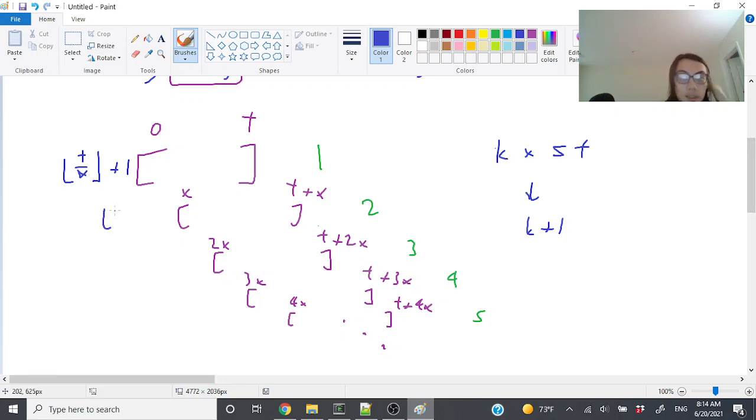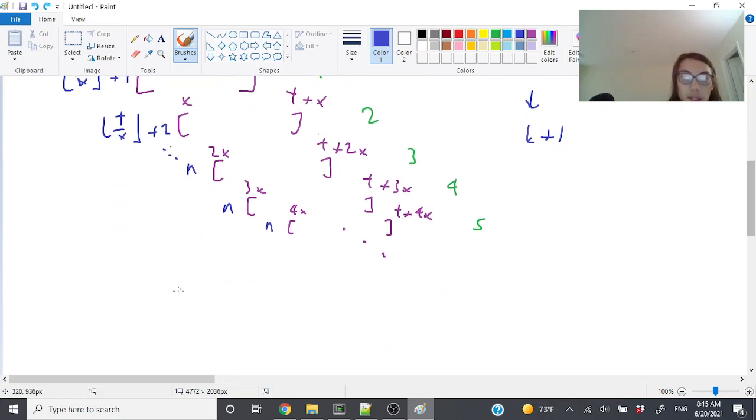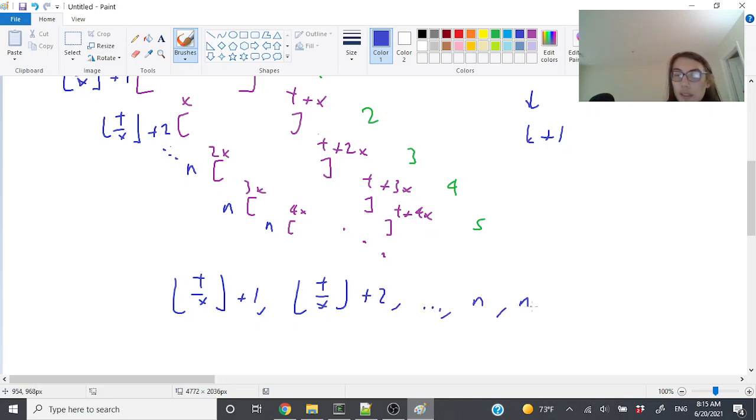And then the next person will see t over x plus 2. And this will continue up until we get to a person who sees n. And then it will continue to be n, because as we go farther to the right the number of people can't decrease, so it just stays n. Right. And so basically we have t over x plus 1, t over x plus 2, up to n, and then a bunch of n's up until the end.